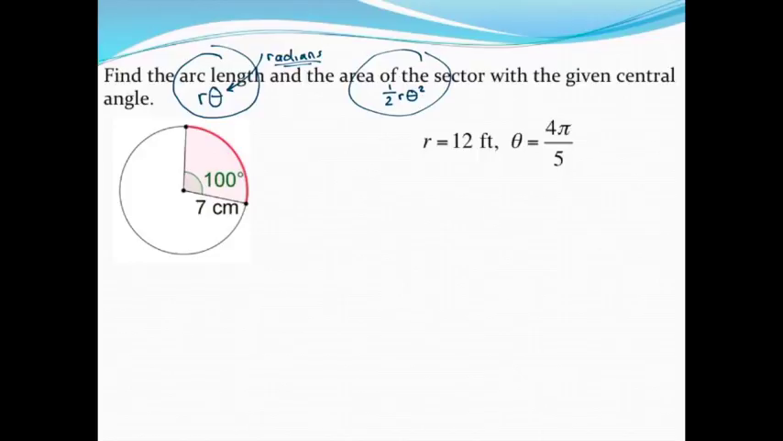So let's go ahead and take this first circle and find the length of this arc right here, that piece of the circumference, as well as the area of this sector, this slice of the circle. I noticed right away that my central angle is measured in degrees. I absolutely cannot use 100 in my formula. So I've got to take that 100 degrees and convert it into radians.